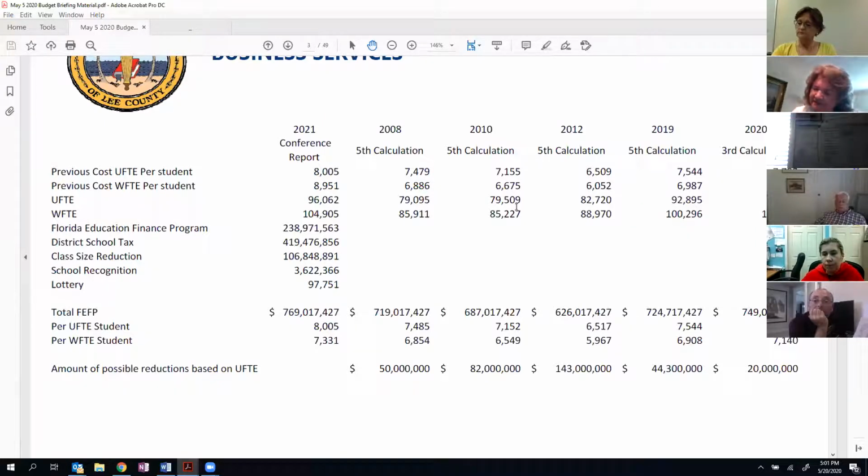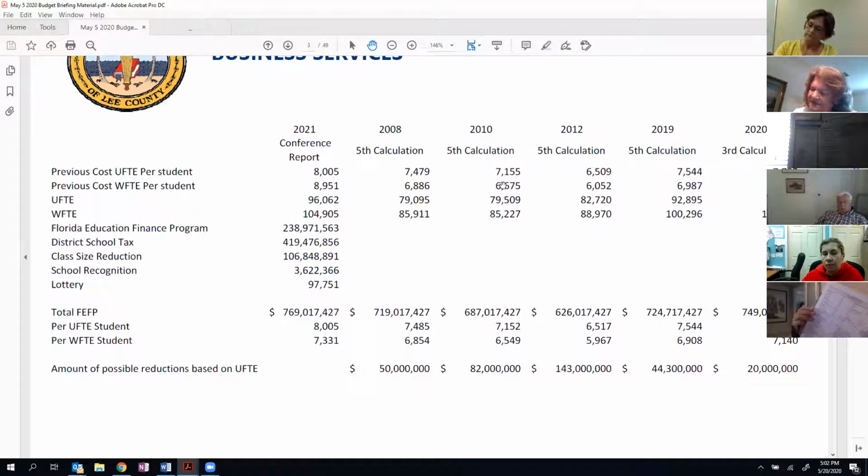So what this is representing is at that time, we were getting $7,479 per student. So we said, okay, if they went back to that level and Lee County got $7,479 per student, with the number of students that we have, what would that look like? That would be a $50 million decrease to Lee County if that's the funding level they go back to. That's very scary, to cut $50 million in 1 year and trying to figure out how to make that happen.